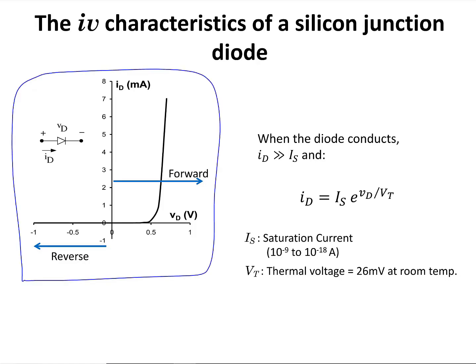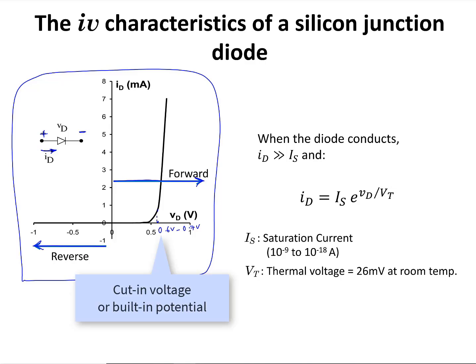If we label the voltage across the diode as VD, plus, minus, and the current that flows through the diode as ID, then when VD has a negative value, or VD is less than 0, we say that the diode is reverse biased, and when VD is positive, we say that the diode is forward biased. Now the diode does not turn on immediately when VD is slightly above 0 volts. Rather, for the case of a silicon diode, it turns on at around 0.6 volts to 0.7 volts. This voltage is the cut-in voltage or the built-in potential of a silicon junction diode.